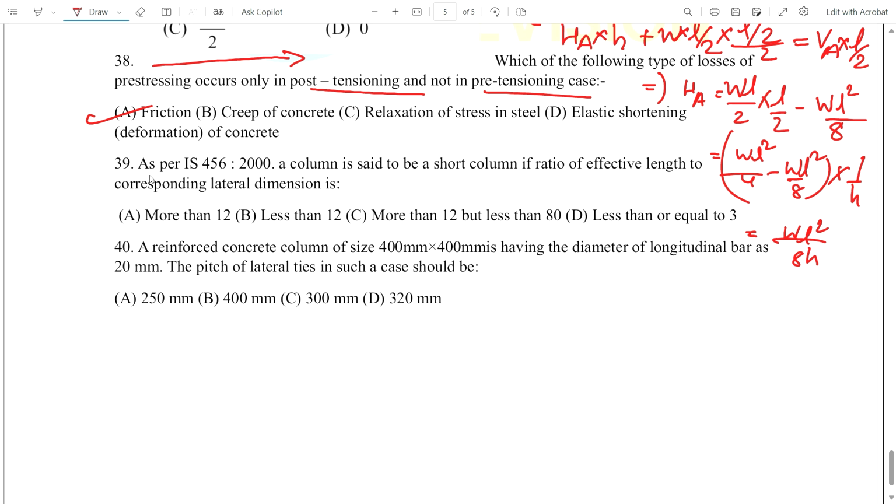Now question number 39. As per IS 456:2000, a column is said to be short if the ratio of effective length to corresponding lateral dimension is what? For a short column we get less than 12. So remember it. Now coming to the last question.